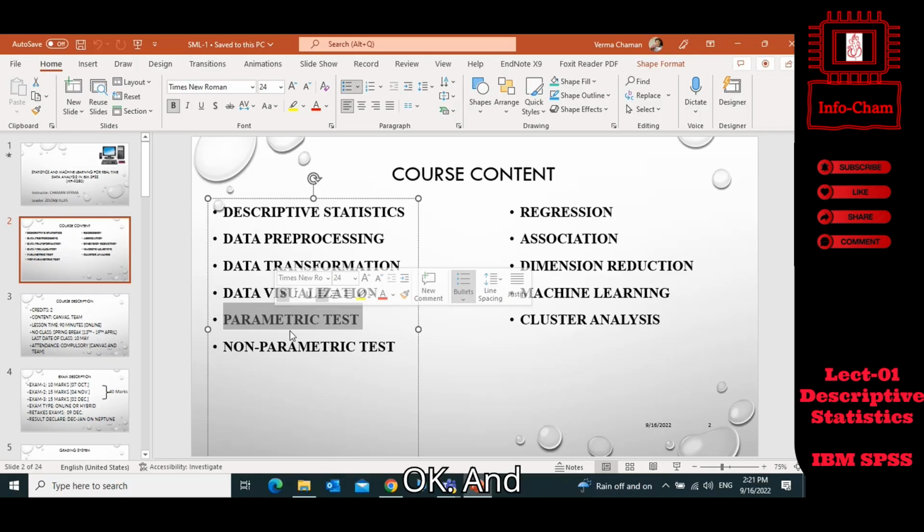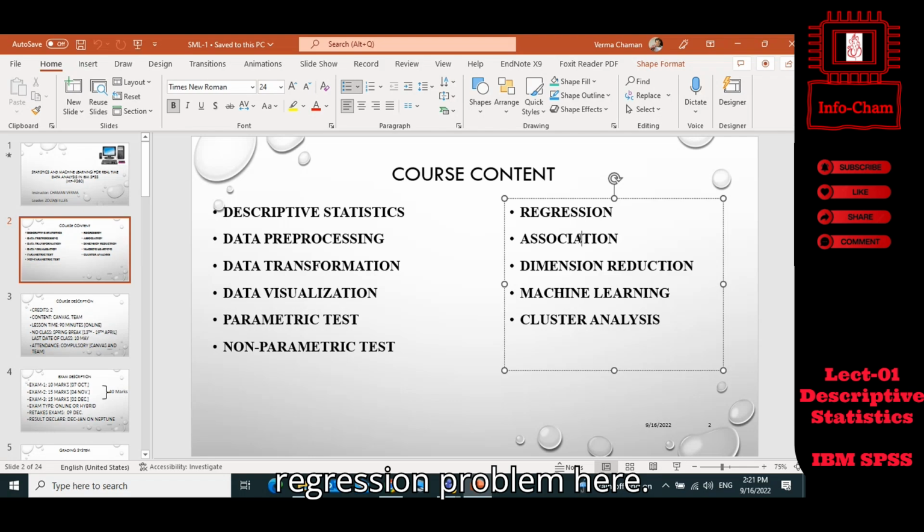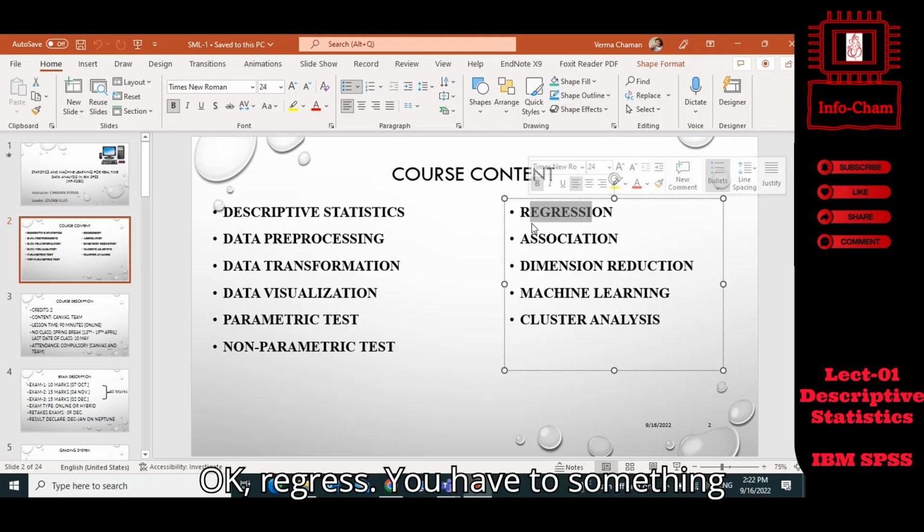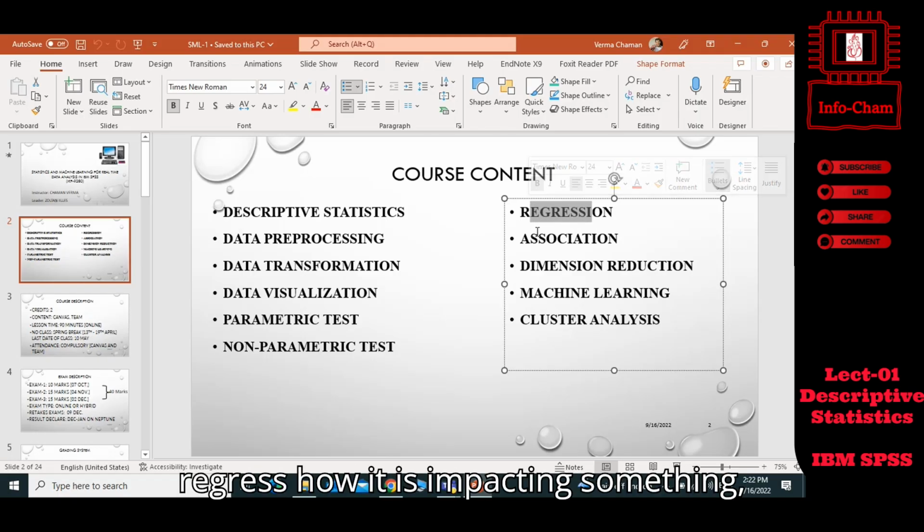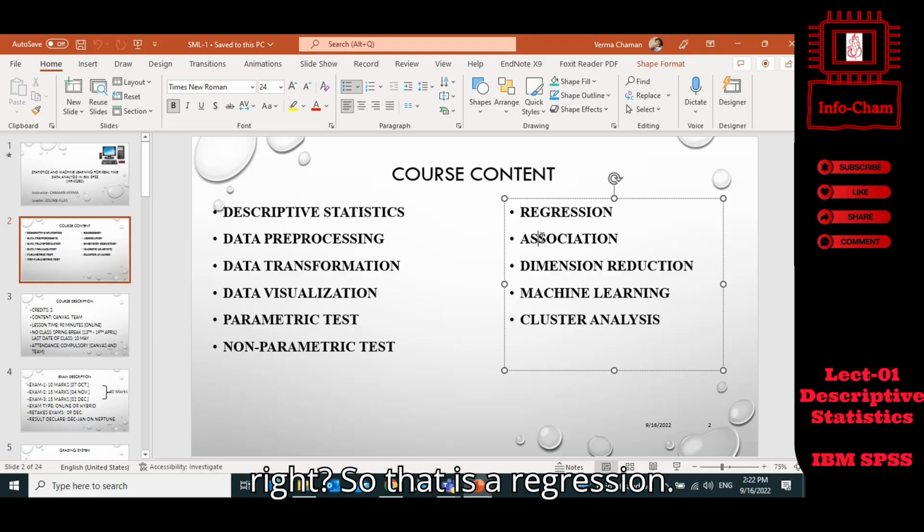Okay, and after then I also decided to put a regression problem here. Nowadays we mostly have regression problems in real life. We will have a specific lesson on it, so I will discuss regression. Basically, this is the starting of machine learning, right? That is regression. You have to regress something, how it is impacting something, right? So that is regression.